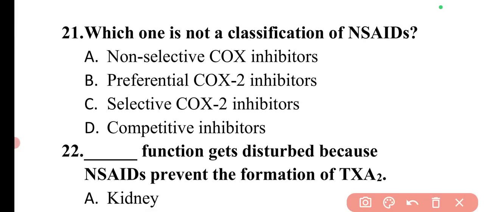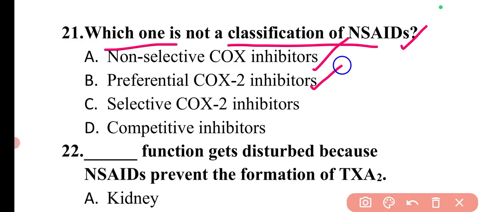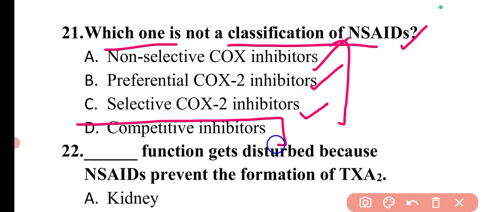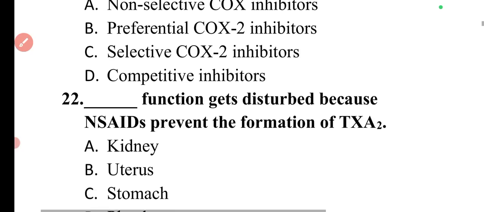Next question is, which one is not a classification of NSAIDs, that is non-steroidal anti-inflammatory drugs? So we have seen non-selective COX inhibitors, preferential COX-2 inhibitors, and selective COX-2 inhibitors. These are the three main important classes of NSAIDs, but competitive inhibitor is not any class of NSAIDs. So here option D is correct.